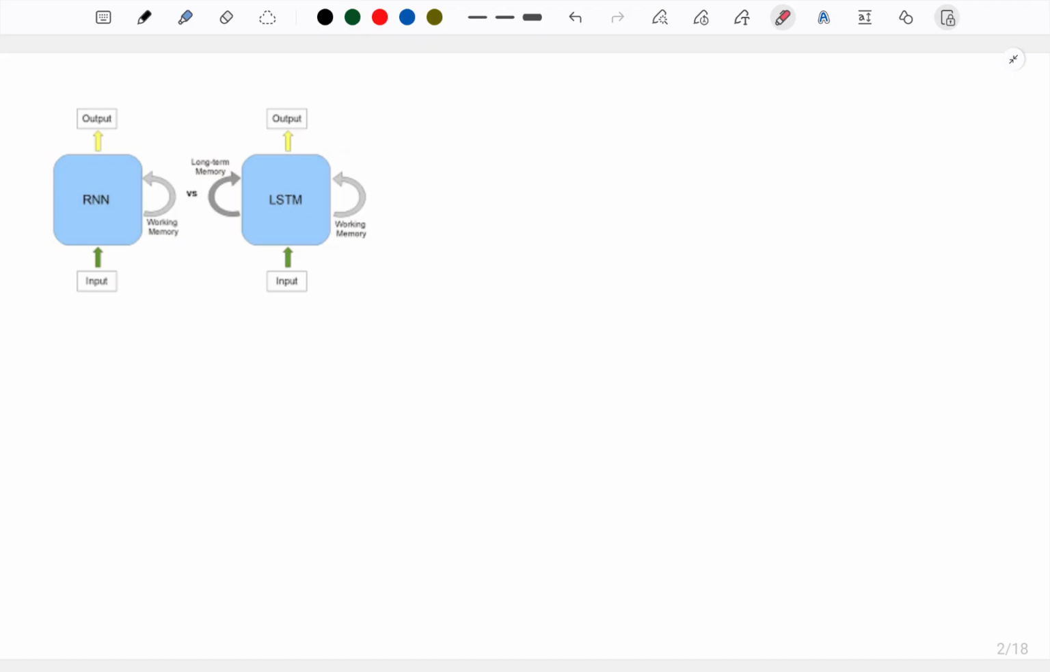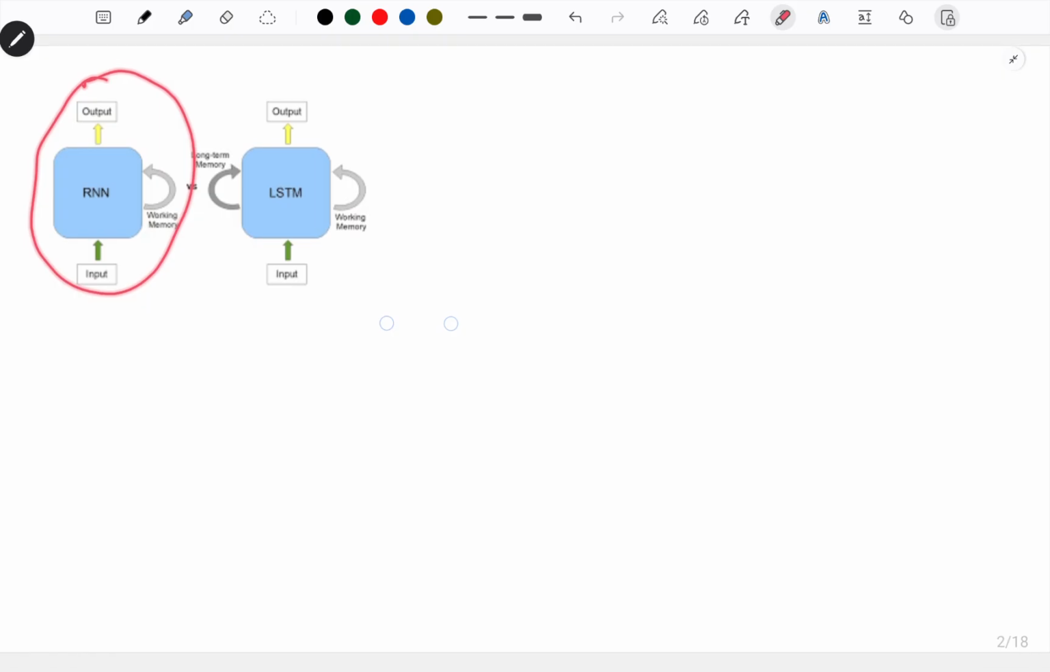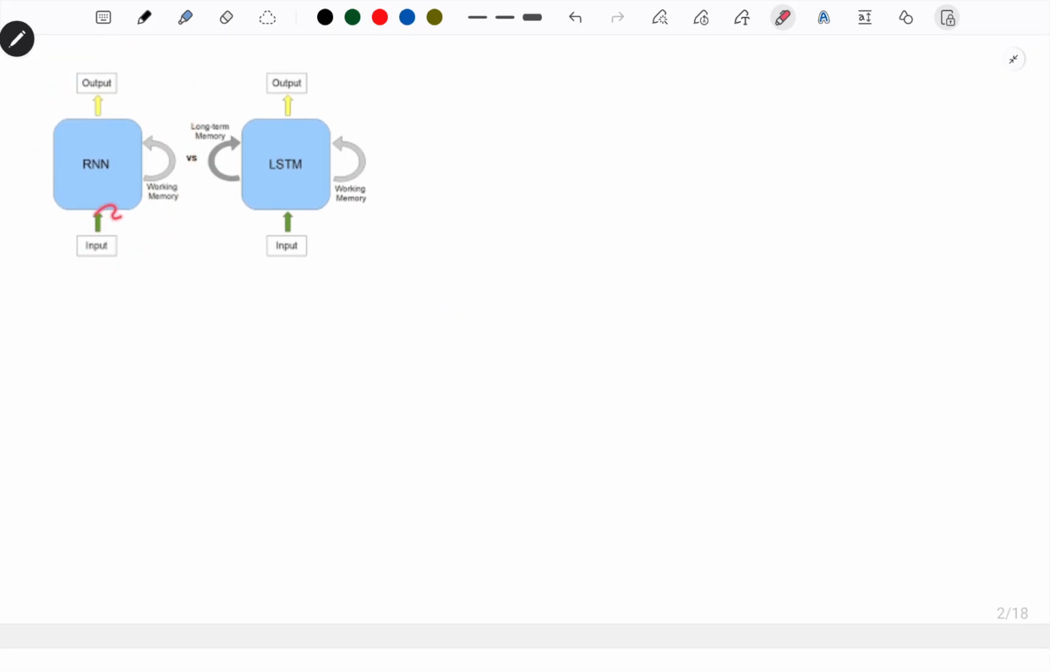Okay, so here I have shown a simple RNN architecture. In this you have input, output and feedback. It's simple like this: input, output and feedback connection. If I draw it here, this is the output, this is the input, and here is the hidden state, meaning feedback. This is a simple RNN.